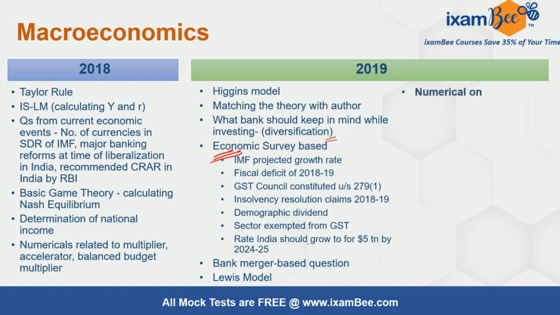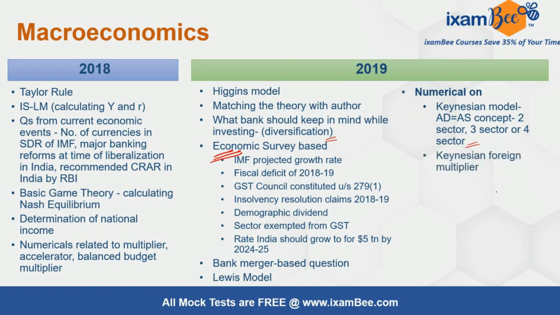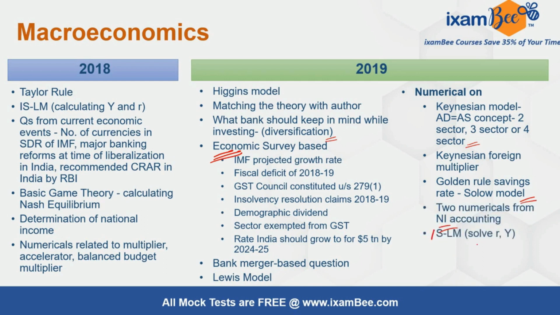If I talk about the numericals that came in 2019, they were related to the Keynesian model, the concept of AD equal to AS, where under 2 sector, 3 sector, and 4 sector models you had to do some calculation. Then there was a Keynesian model question related to the foreign multiplier, and golden rule savings based on the Solow model. There were 2 numericals on national income accounting. And then an ISLM curve related question, and the government expenditure multiplier under the Keynesian model had to be calculated. So these were the numericals.